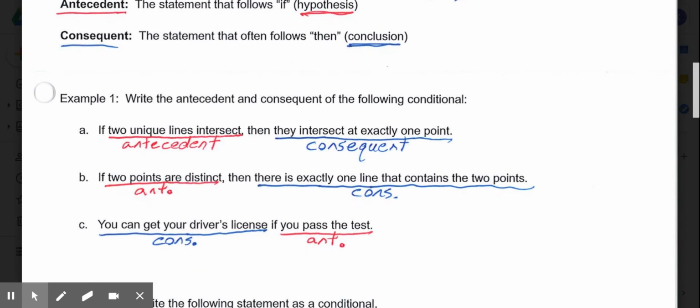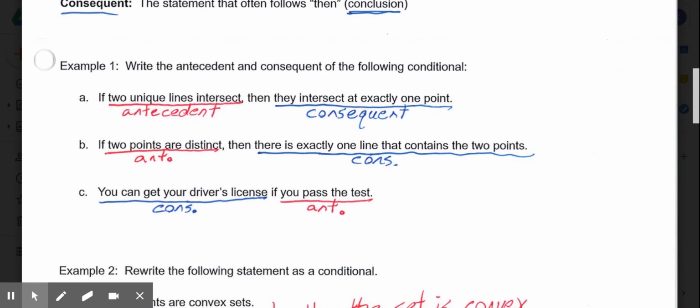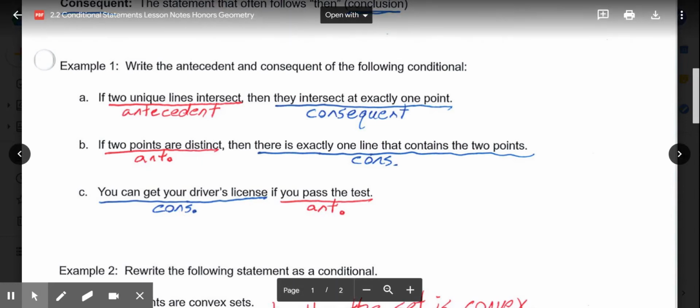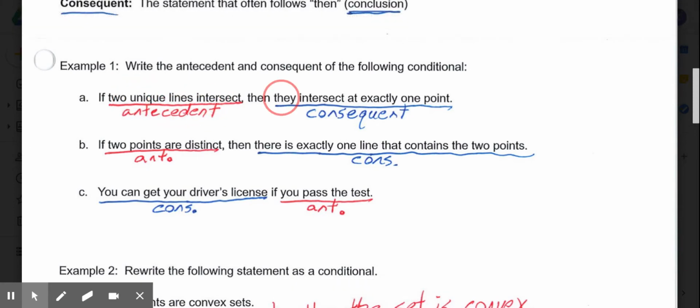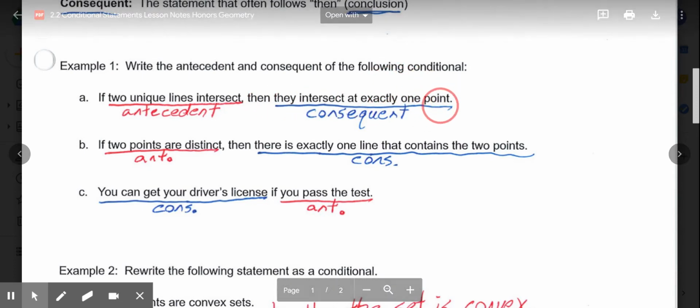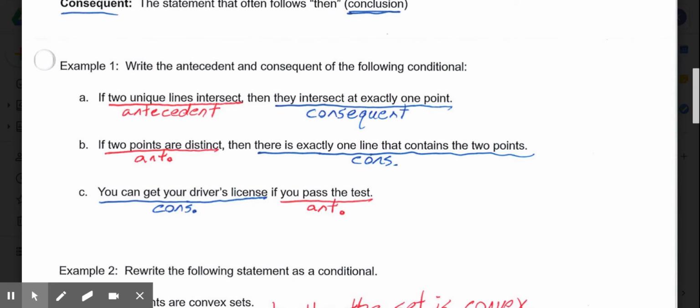In example 1, in our three parts, A, B, and C, they want us to write the antecedent and the consequent of the following conditional statements, or our hypothesis and conclusion. In A, the if is followed by two unique lines intersect. So if two unique lines intersect would be our antecedent, then they intersect at exactly one point would be our consequent.